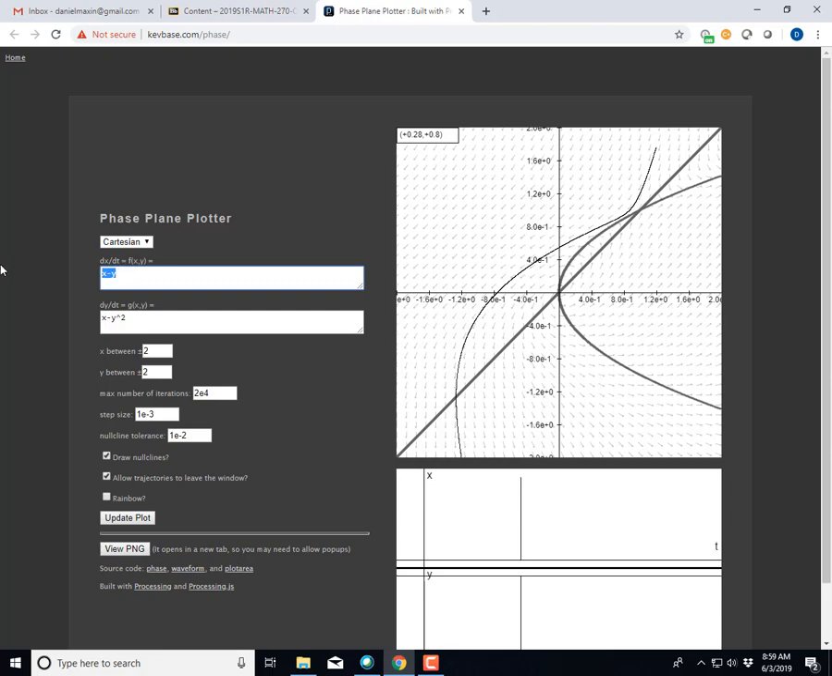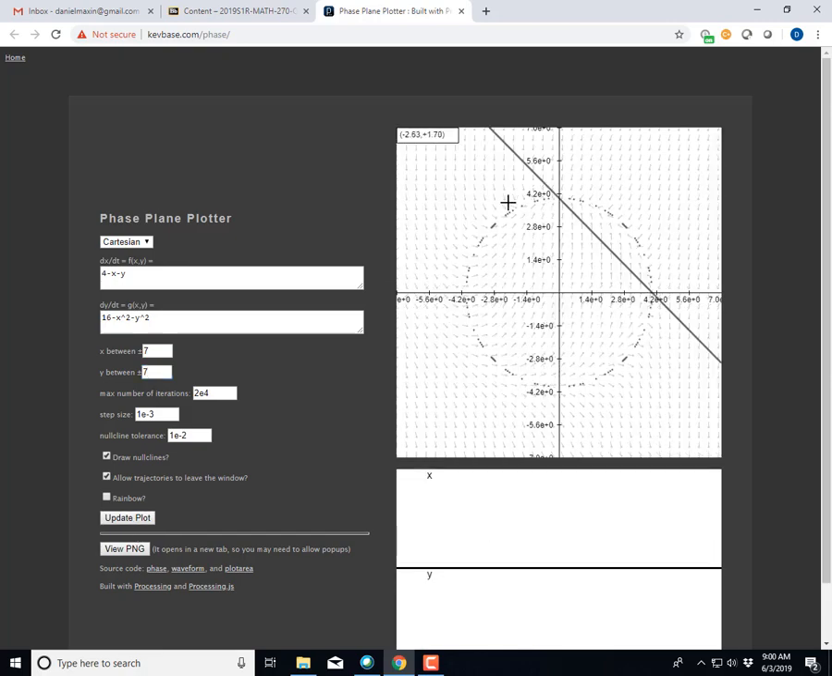So what was the first equation? On that one it was 4 minus x minus y for x prime, and 16 minus x squared minus y squared for y prime. And let's make the viewing window a little bit bigger here because the radius of that circle is 4. And these are the null lines.